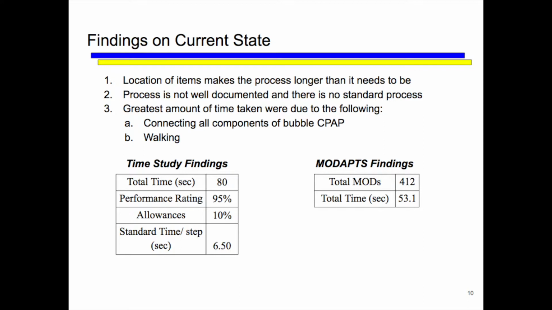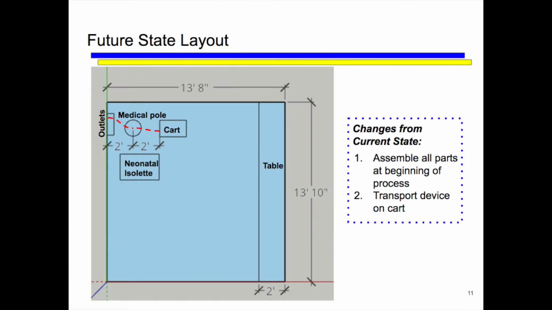Shown here is also our time study findings with a total time average of 80 seconds, and the MODAPS finding where the total mods are 412 mods. After reviewing the largest problems with the current state, we have developed a future state shown here in this layout. The biggest changes are, number 1, that there is a cart near to the medical pole so that the nurse and the respiratory technician have to walk less in order to assemble the device.